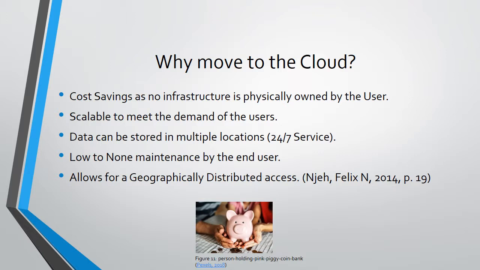Number three, data can be stored in multiple locations. If the data server goes down, the data will be in a different data server, so there's a 24/7 service there. You can always get access to your data. Number four is low to no maintenance by the end user, besides their payment for the service itself. And number five is allowing geographically distributed access. As I mentioned before, you can access the cloud from anywhere, and that is a pretty good advantage.